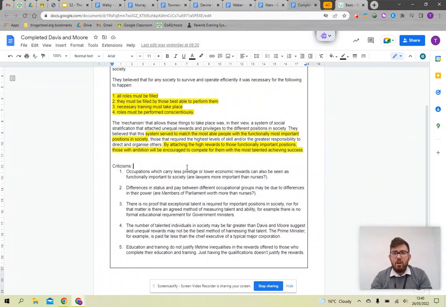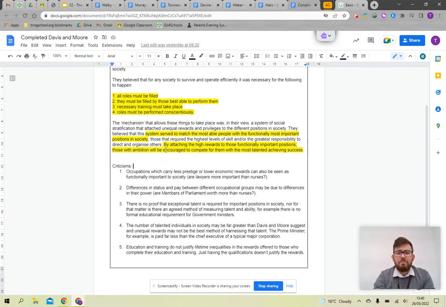Now, functionally important is a very vague term. Think about the jobs that get paid the most. Think about your CEOs, your prime ministers, and a lot of tech jobs and the stock exchange and things like that. Basically, you can make tons of money by not really contributing much to society.